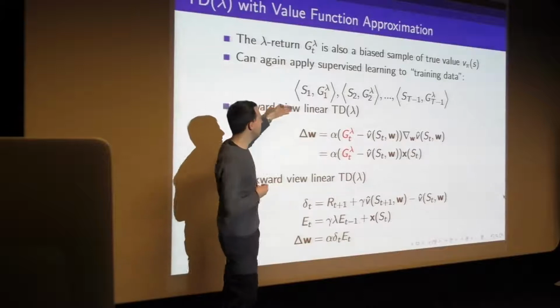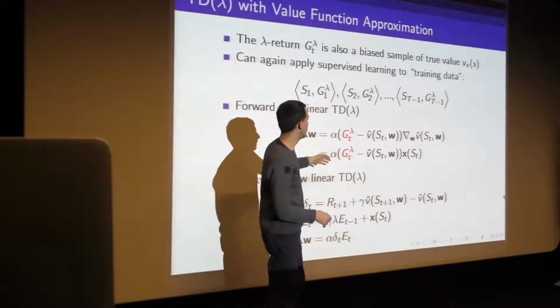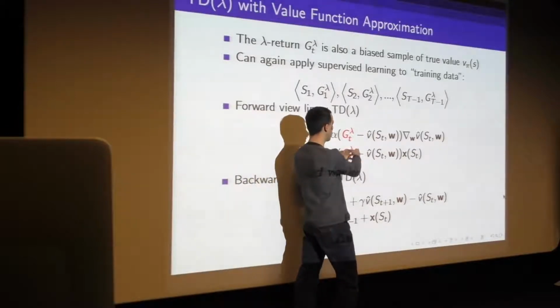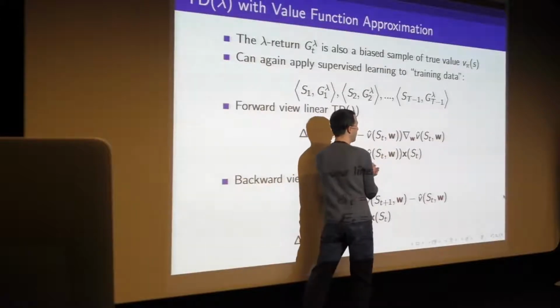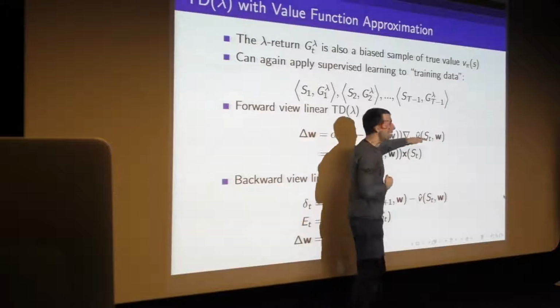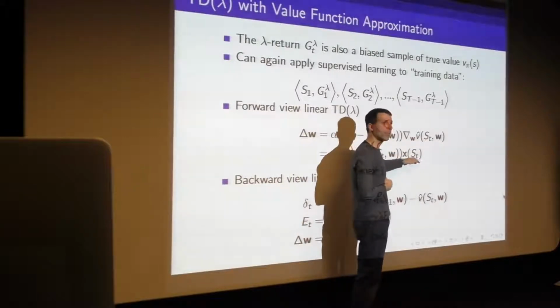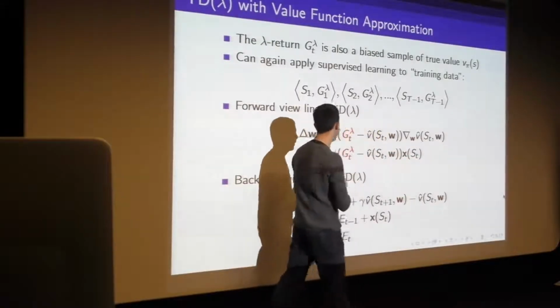And so we can do that either using the forward view. The forward view has this flavor where we move a little bit in the direction of the lambda return, the error between the lambda return and what we thought the value was going to be, multiplied by the gradient in the nonlinear case, or the feature vector in the linear case.